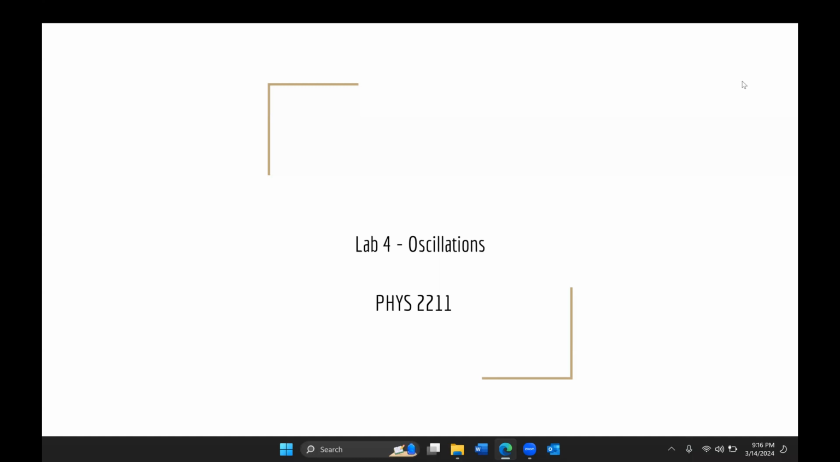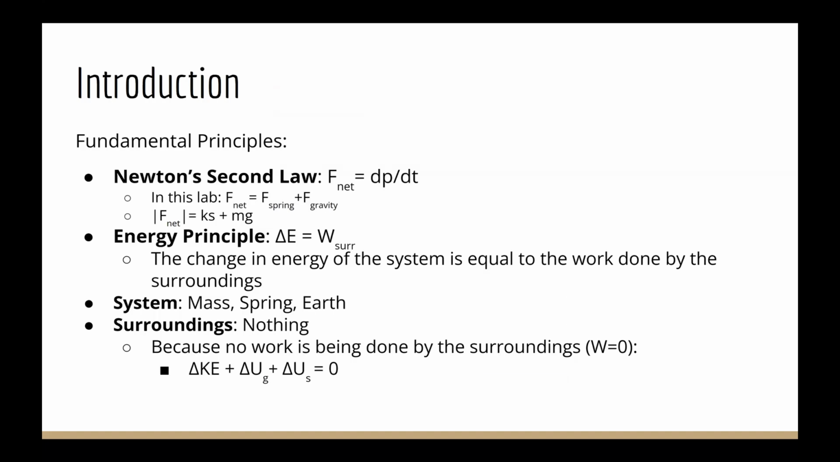Hey everyone, this is the fourth Physics 2211 lab, oscillations. All right, so the fundamental principles we will be observing in this lab are Newton's second law, which is that the net force is equal to the change in momentum divided by the change in time. In this lab, our net force is equal to the force of the spring plus the force of gravity, or that F net is equal to Ks plus mg.